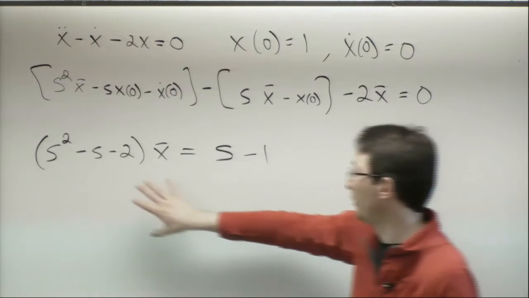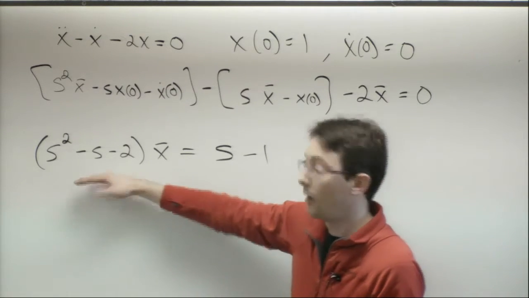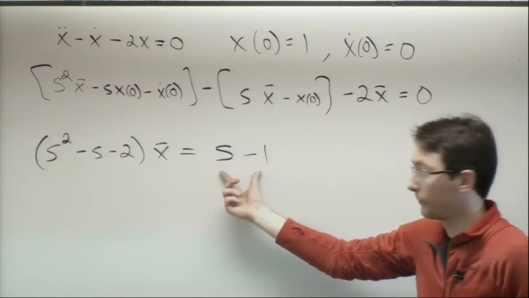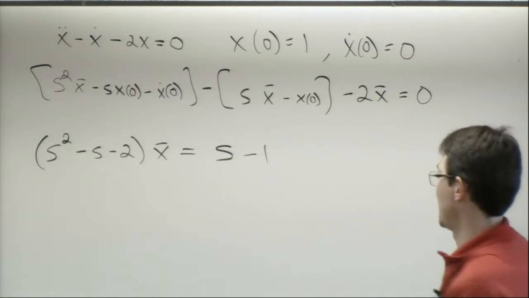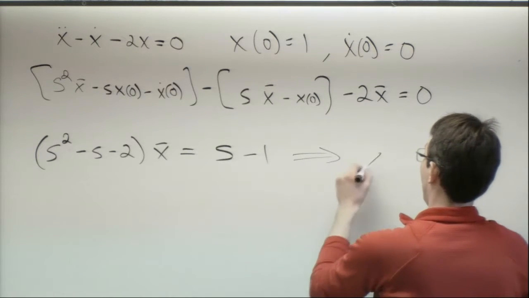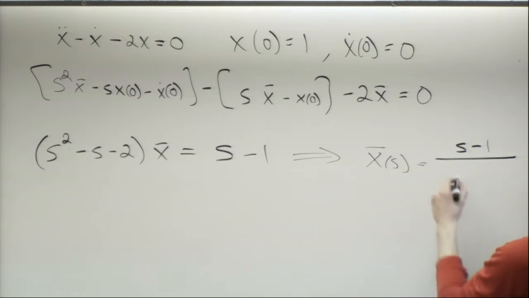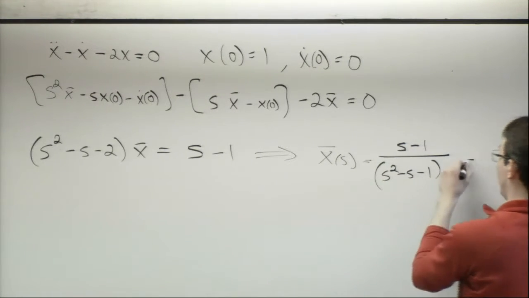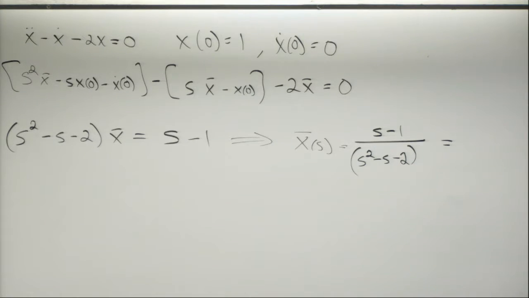Okay, so I've collected all of my dynamics terms over here, my characteristic polynomial. And these are all of the terms that fell out from my initial conditions. Okay, next step. Divide. x bar of s, it's a function of s, equals s minus 1 over s squared minus s minus 2. Good. And what does this factor into?